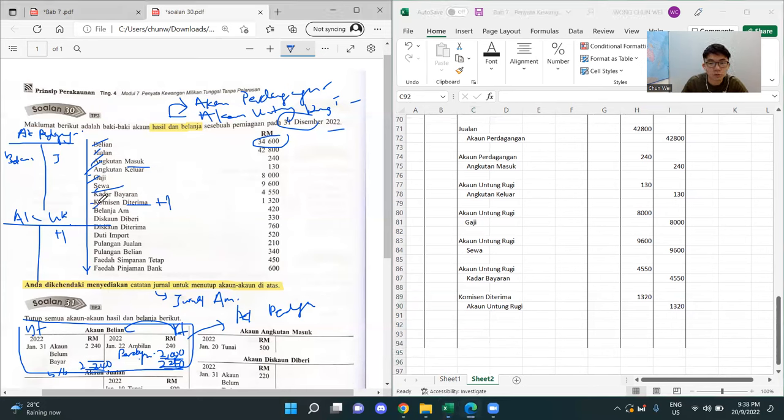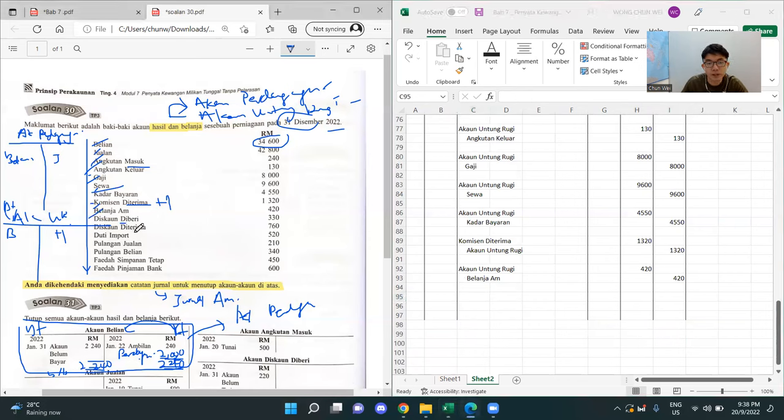Okay. Lepas tu is your belanja am. Belanja am same thing lah. Belanja is same lah. So I have to debit my account akaun untung rugi. And then credit the belanjaan. 420. Discount diberi is a belanja lah. I told you just now, diberi is belanja. Belanja you debit into your account only. Discount diberi.